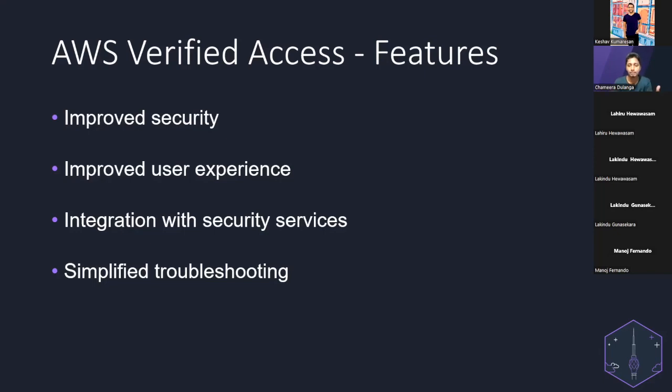Also, it can be easily integrated with other security services. Verified Access integrates with identity and device management services, which can be AWS or third-party services. We can use this data from other services to verify the trustworthiness of your users and devices against the security requirements you define. Last but not least, it also simplifies troubleshooting and audits. Verified Access logs all access attempts to provide centralized visibility into application access, which helps you quickly respond to security incidents and audit requests.